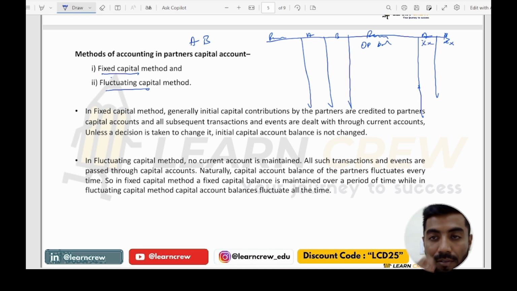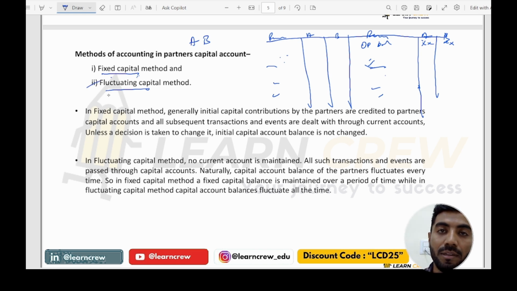After the opening balances, there are a lot of transactions which will be taken with the partner. Say if the partner has taken over any assets, if any interest is to be paid to the partner, if interest is to be collected on drawings, if any goodwill is to be paid or collected, all the transactions will be entered in the partner's capital account. If only one single account is maintained and all the transactions are entered in that account, that's known as the fluctuating capital method.